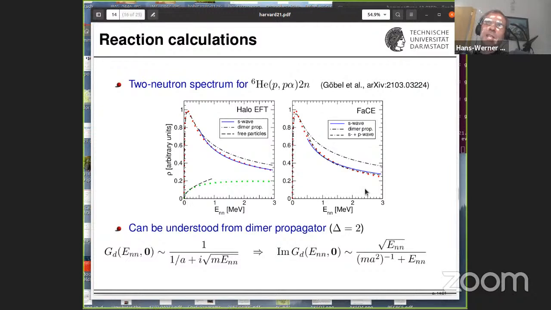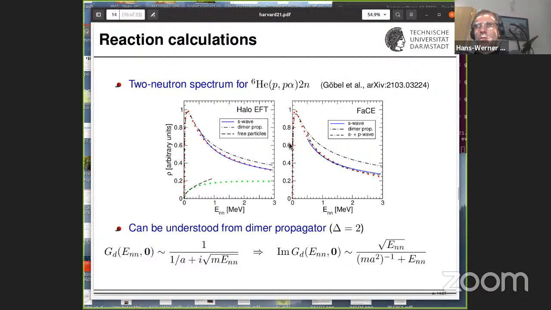And I probably missed what's rho? Is that related to the scattering sigma or something? Rho is the energy distribution. So in the experiment, you are measuring the two neutrons, and you're measuring the probability distribution to find the neutrons at a specific relative energy. So it's an experimental observable.